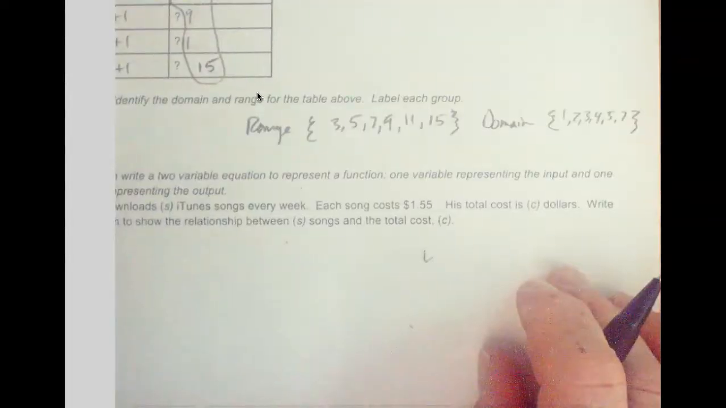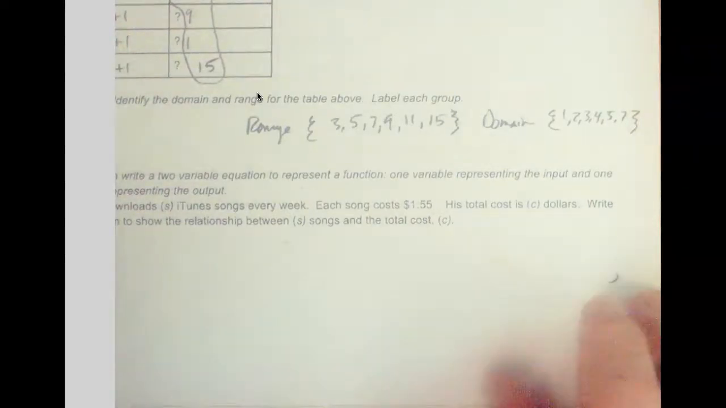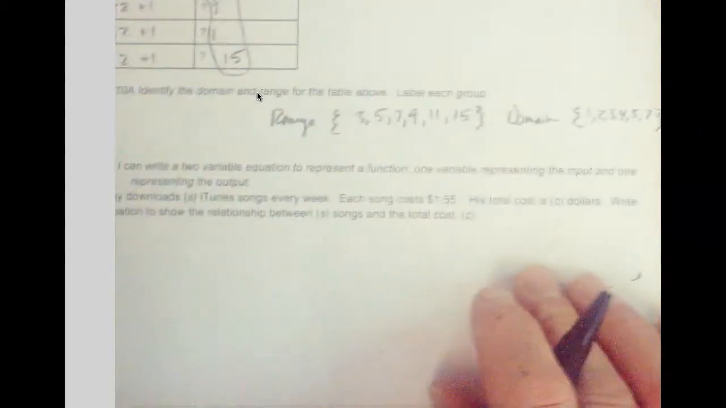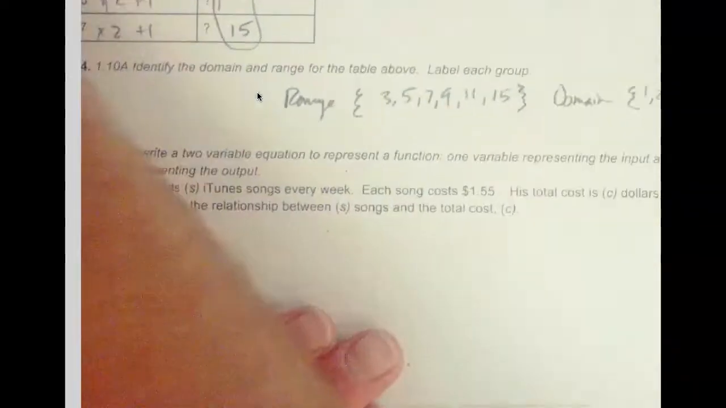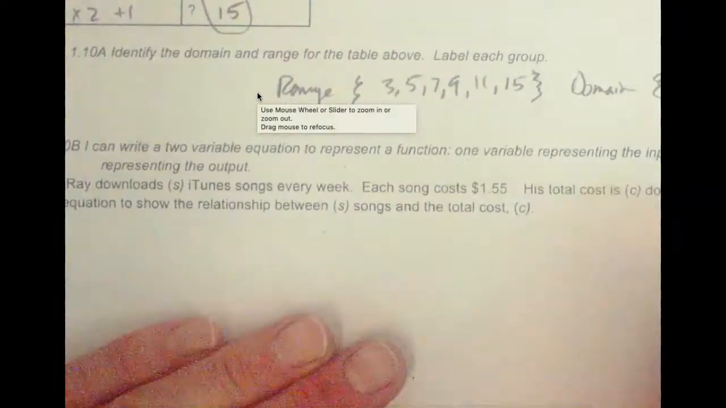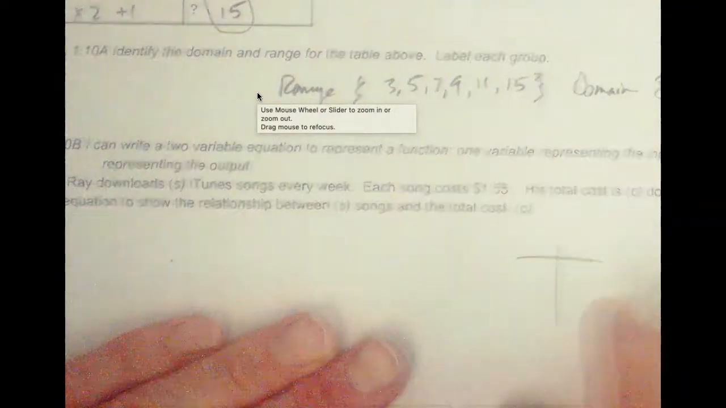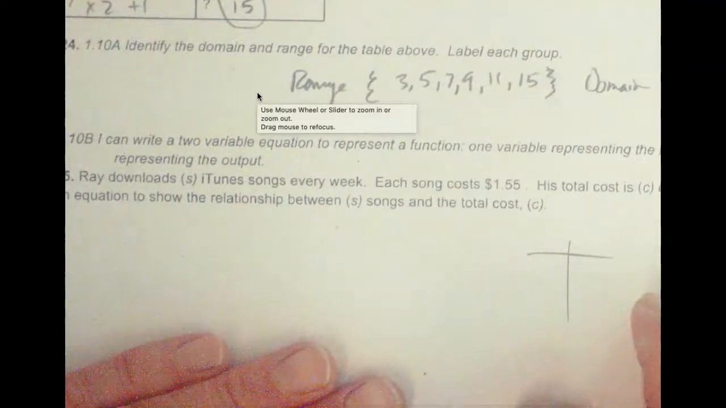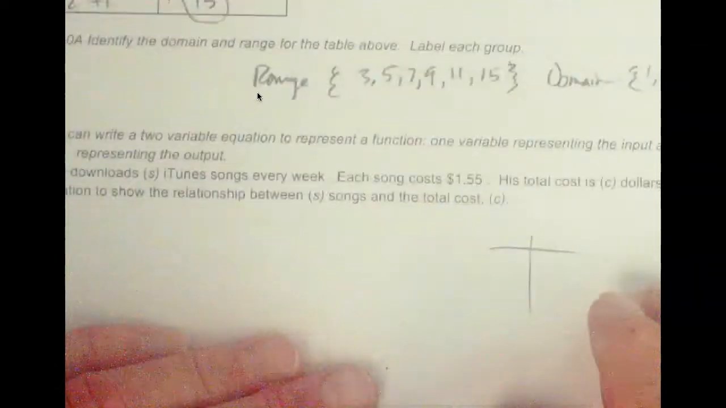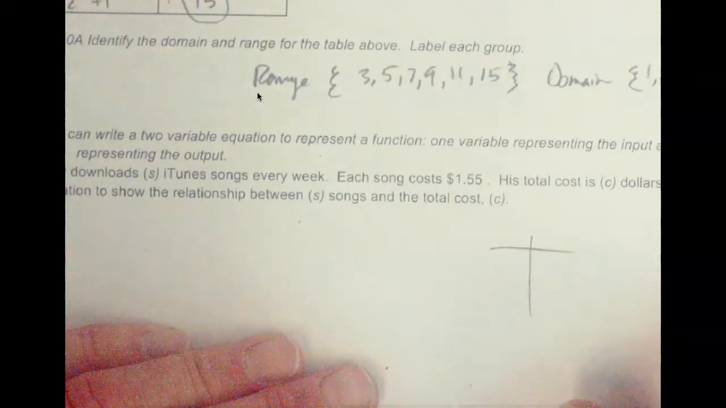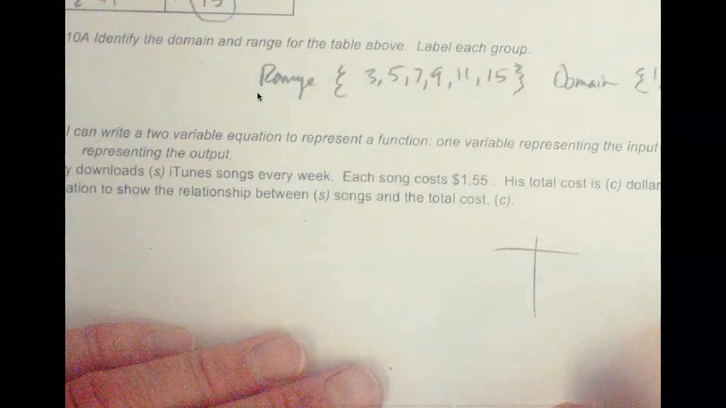All right, last question. Write a two variable equation to represent a function. One variable representing the input, one representing the output. All right, so these ones here I always tell my kids, I start off making a t-chart before I've even drawn it, because I know I'm gonna need a t-chart to make this work. So here's my t-chart, and I'm sorry I can't get the whole question on there, so you'll miss a little bit here. Ray downloads iTunes songs every week. Each song costs $1.55. His total cost, C, dollars. Okay, write an equation to show the relationship between the S songs and the C, the cost.